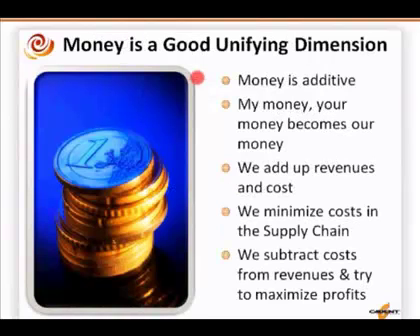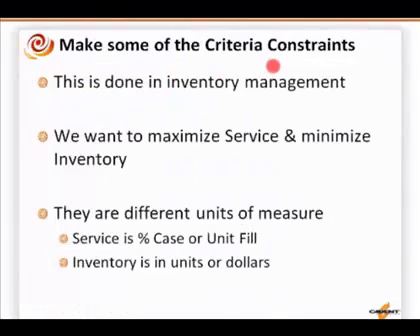But if we look at further, one way of taking various dimensions and making it one is to look at money. Money is very additive. My money and your money becomes our money. We can add up revenues and costs across various functions and parts of the business, across the supply base, even through to the customers. We can minimize the costs in the supply chain, and we know pretty well that if we subtract costs from revenue, we can then get profit, which we can try to maximize. And so money is a very unifying dimension, but it's not always easy to quantify things in dollars.